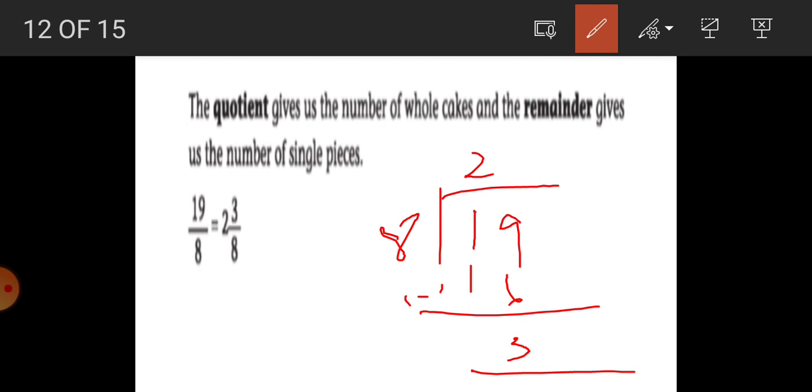Shall we learn again? Yes, 19 is divided by 8, so we will not get 19 in the 8 table. So we will take 16 as it is the smaller number compared to 19. So 2 times 8 is 16, right? And then 3 is the remainder. The way we write it is, always the quotient is the whole number that we got, so 2 separately, then the remainder as the numerator and the divisor as always, it is the denominator.